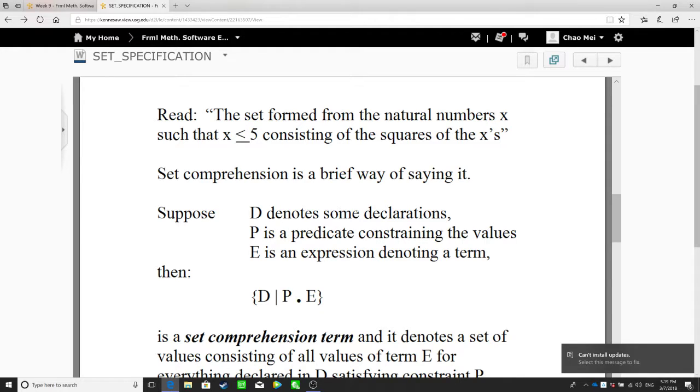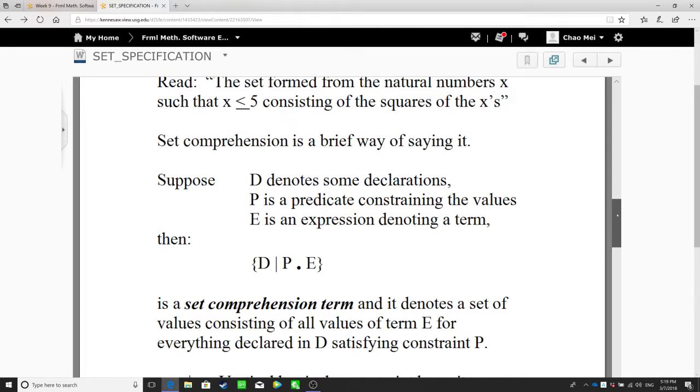So this denotes some declarations. Same thing, three-part declarations. P is the predicate constraining the values, and E is the expression denoting a term. Three parts. After the dot is a term. After the separator is the P to constrain this signature.